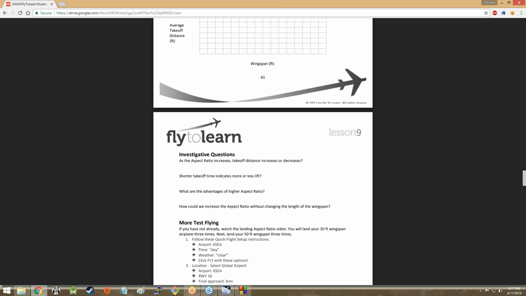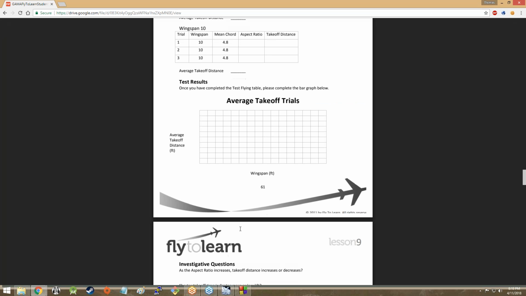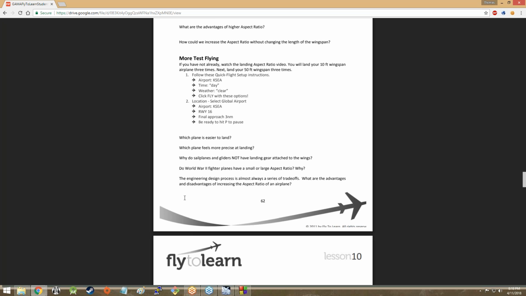Well, okay, you could change the mean chord, right? Change this right here. Change the thickness of the plane wing, and that will change the aspect ratio as well. If you have not already, watch the landing aspect ratio video. That doesn't really exist. You will land your 10-foot wingspan airplane 3 times. Next, land your 50-foot wingspan 3 times, blah, blah, blah.